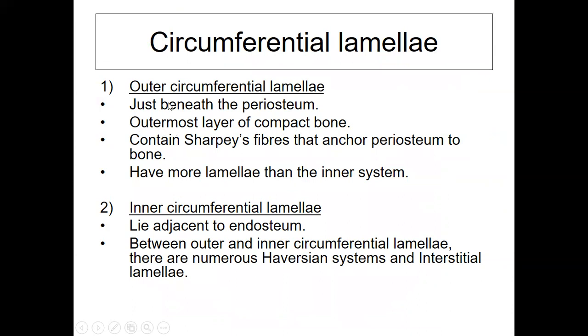The outer circumferential lamella contains the Sharpey's fibers that anchor the periosteum to the bone. I think I have shown you the Sharpey's fibers just now. The outer circumferential lamella has more lamellae compared to the inner circumferential lamella. And the inner circumferential lamella lies adjacent to the endosteum.